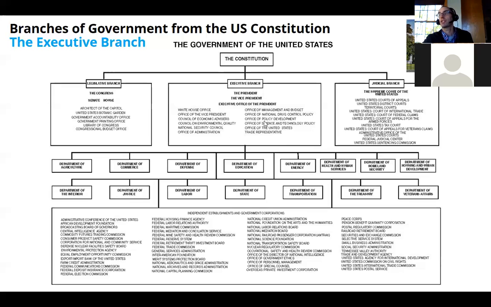Okay, so you have these three branches of government. The executive branch is the president and his cabinet, but that represents all these other offices and groups and organizations. Okay. Now, who is the cabinet? What is the president's cabinet?